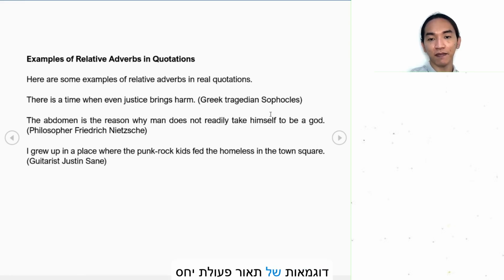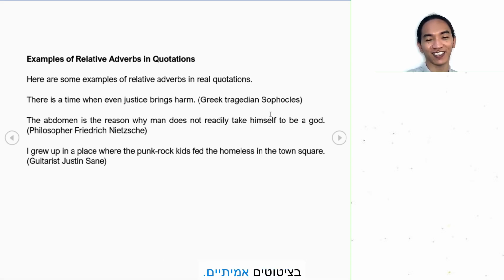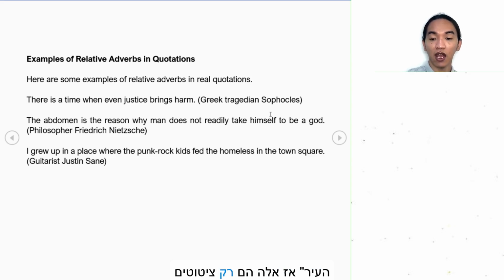Now, examples of relative adverbs in quotations. Here are some examples of relative adverbs in real quotations. There is a time when even justice brings harm. These are just from quotations. Abdomen is the reason why man does not readily take himself to be a god. And I grew up in a place where the punk rock kids fed the homeless in the town square. These are just real quotations or citations from literary works or books.